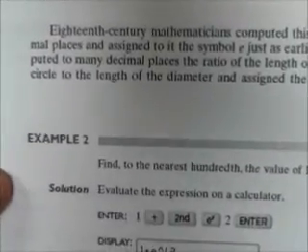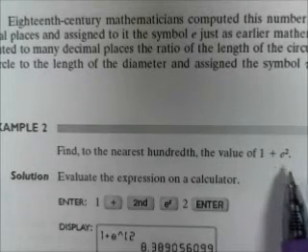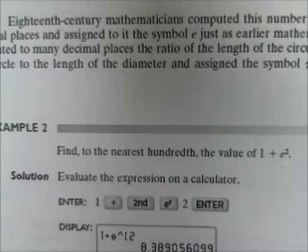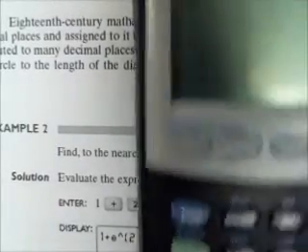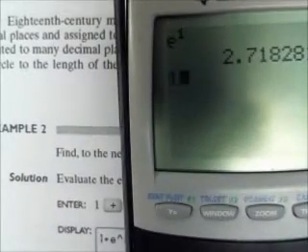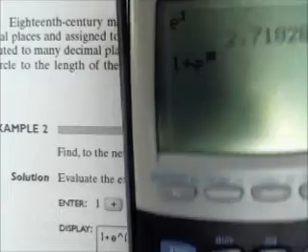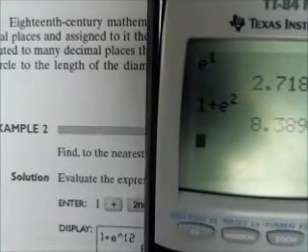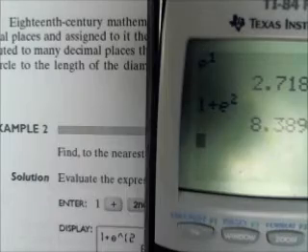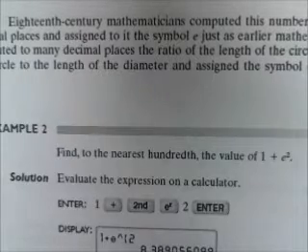For the next example, we want to find, to the nearest hundredth, the value of 1 plus e to the second. So we use our calculator, pressing 1 plus second e to the x, and then the number 2 for our exponent. 8.3890560099.